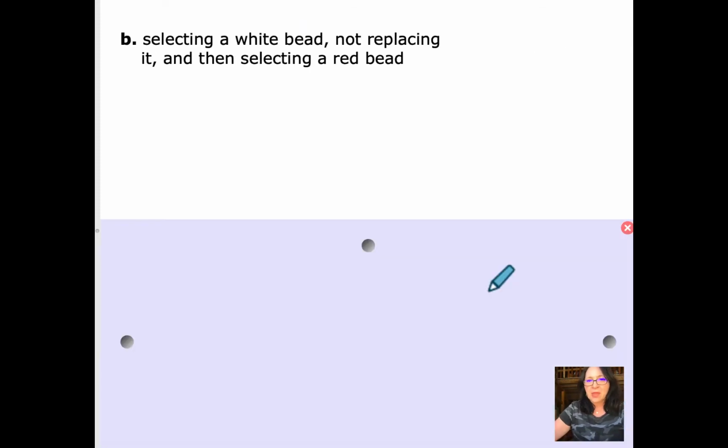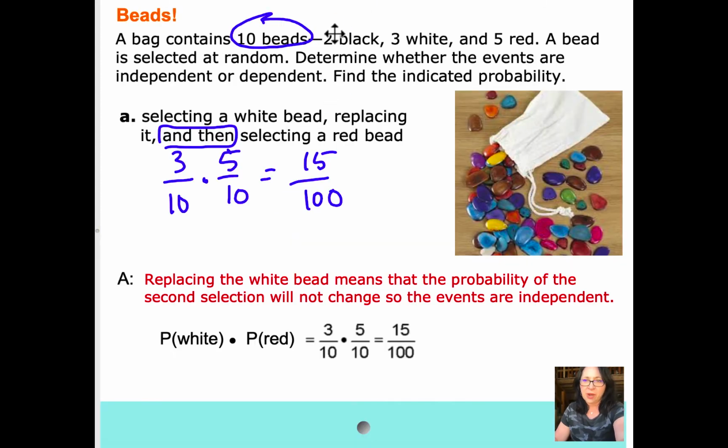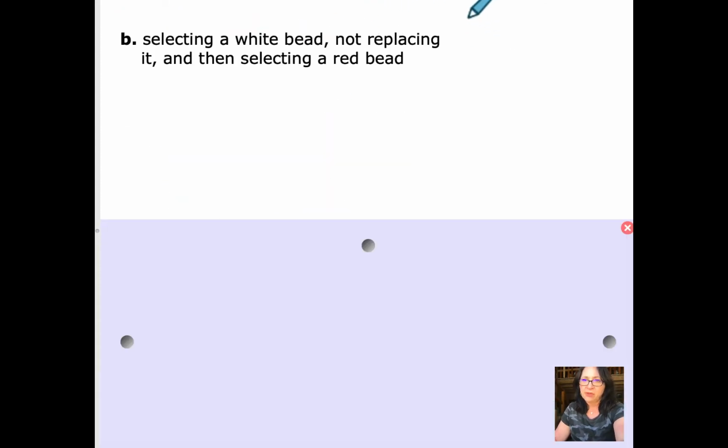Next problem. Selecting a white bead. So actually, I'm going to go back and just try to remember. I've got 2 black, 3 white, 5 red. So 2 black, 5 red, and I think I said 3 white. Yep, 3 white. So here we go. Selecting a white bead. So I'm going to select a white bead, 3.